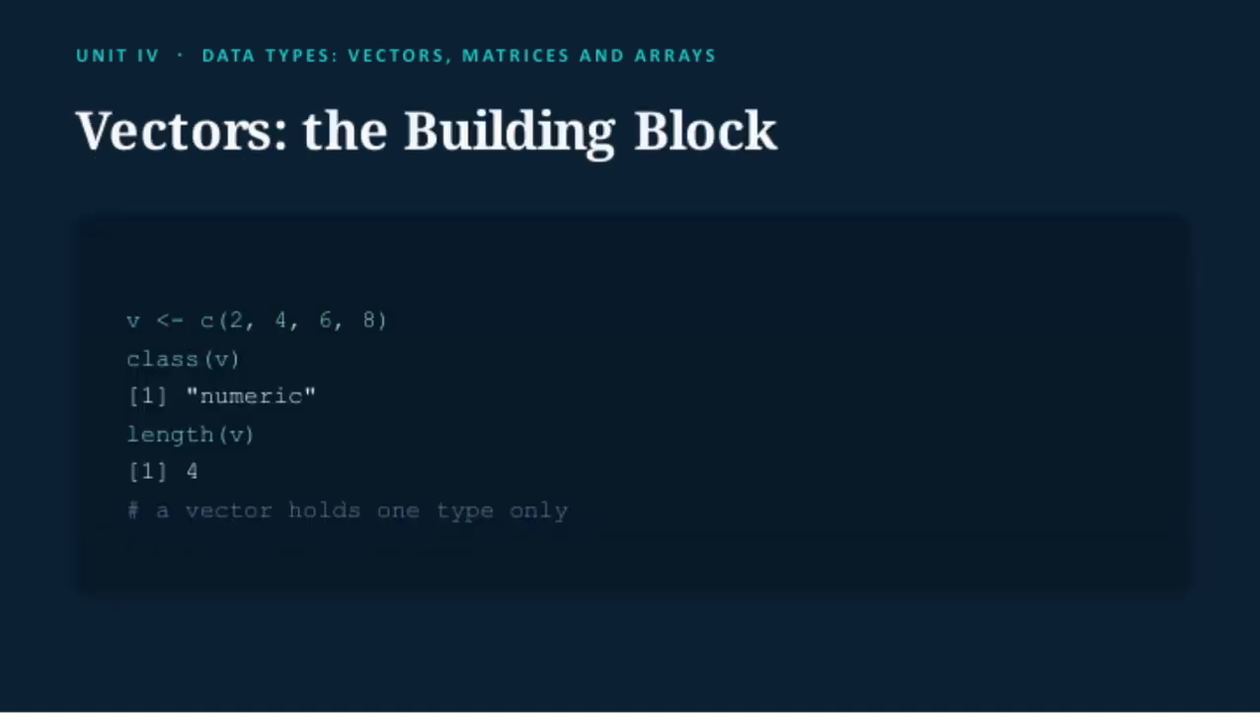Let's start with vectors, the fundamental building blocks in this data world. Here, we have a simple vector containing four numbers: 2, 4, 6, and 8. When we check its class, it's numeric, meaning all elements share the same type, and its length is 4, matching the number of elements. The key takeaway: a vector holds one type only. This consistency makes vectors powerful and predictable as we build more complex structures.